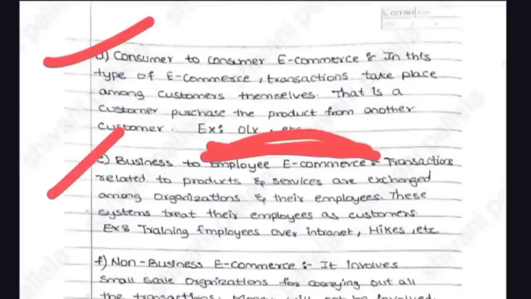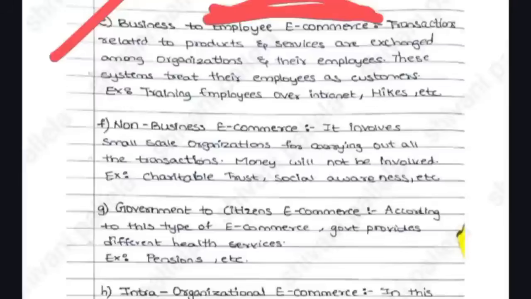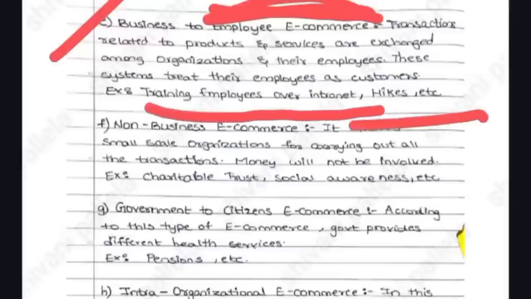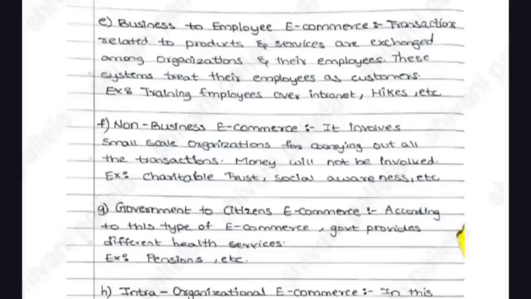The fifth one is business to employee e-commerce. Transactions related to products and services are exchanged among the organization and with their employees, which is known as business to employee e-commerce. For example, training employees over the intranet, hikes, etc. Training employees over the intranet.